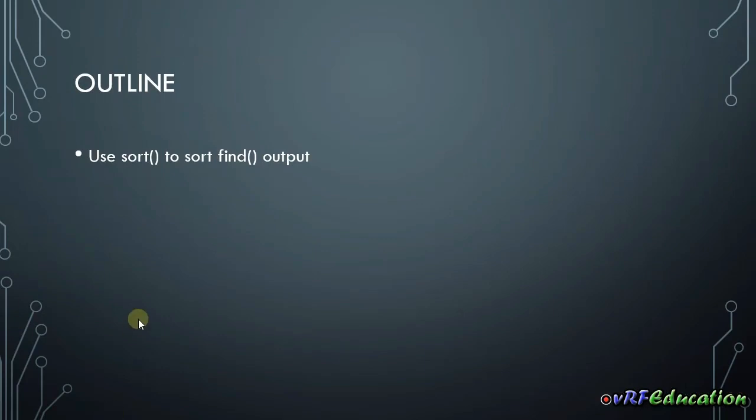In two previous sessions, we have talked about how to use the find method to query documents in MongoDB. And today, we are going to learn how to sort the output of the find method based on the fields inside the documents.